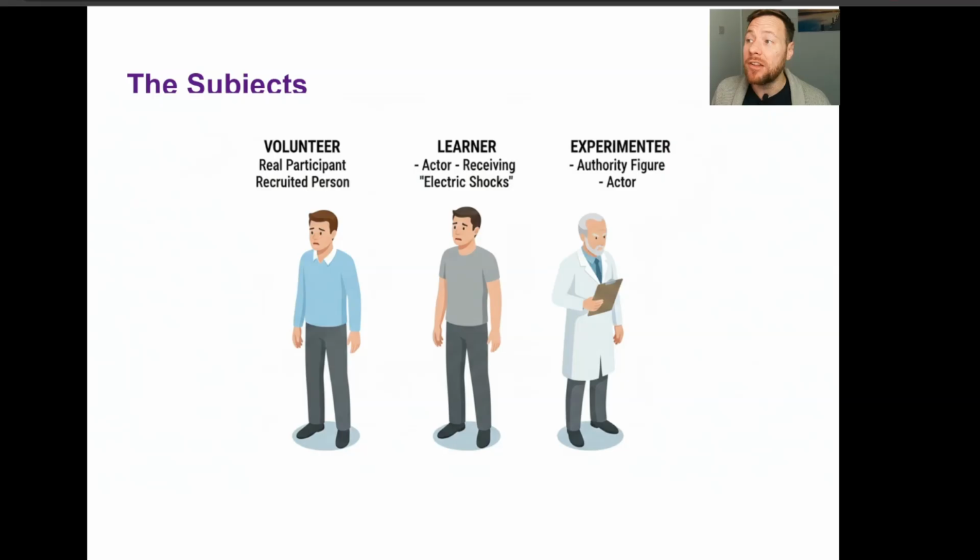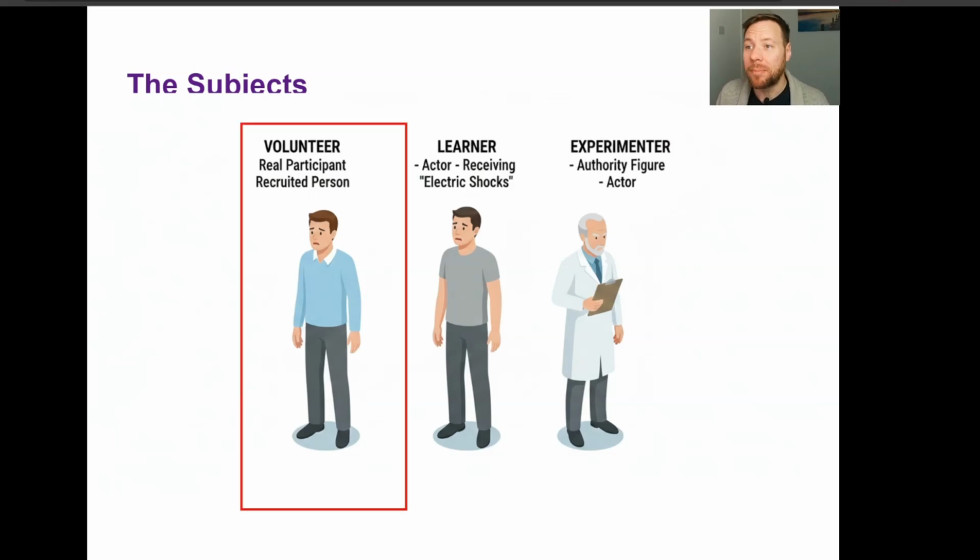And so the experiment involved 3 different people. It involved the volunteer, this person on the left, the normal person who thinks they are there to help with the science experiment. This is the person who's been brought in, who's been tricked, right? It had the learner in the middle. So this is an actor who is strapped to a chair in the next room. And then it had the experimenter, an authority figure standing in the room wearing a lab coat. So remember, this person here is the only person who isn't involved in the experiment. They don't know that this is actually testing something else. They think it's testing their memory.